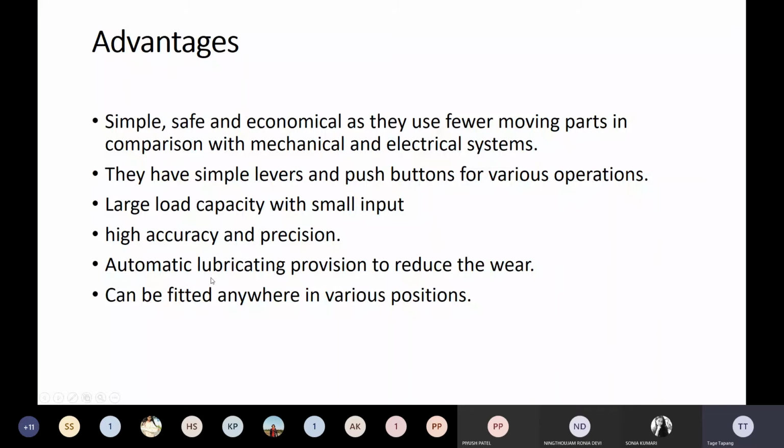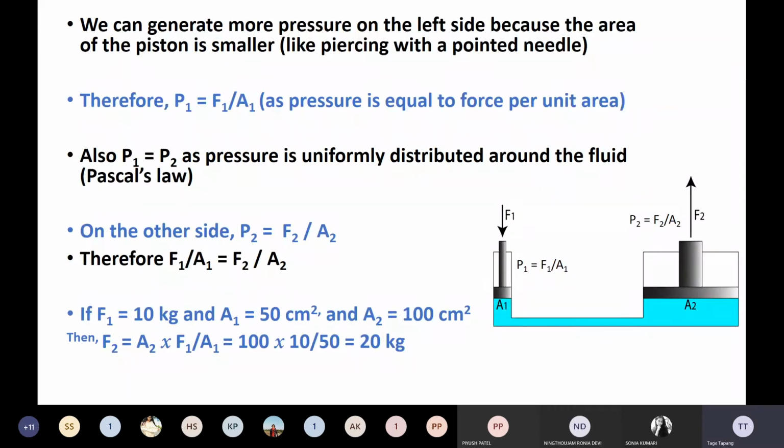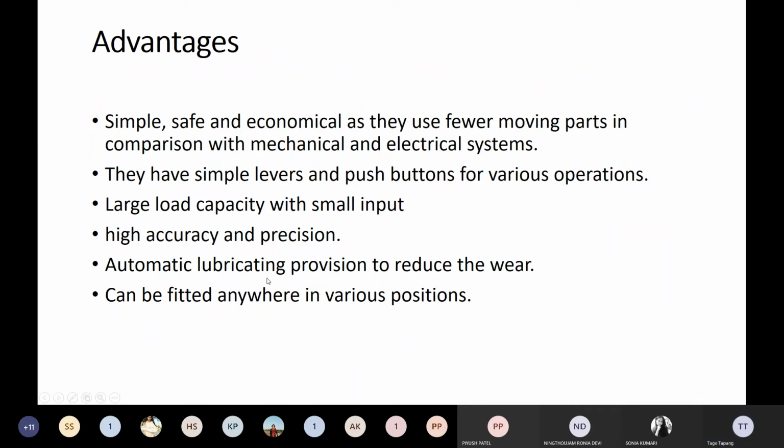Then automatic lubricating provision to reduce the wear. In mechanical moving parts, there is wear and tear because of rubbing action, sliding action. So that is harmful, that is not good. In case of hydraulic system, this liquid is working. So since liquid is working, it helps in lubrication. Because of lubrication, wear and tear will be reduced, and it can be fitted anywhere in various positions.